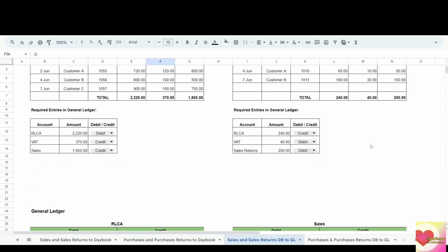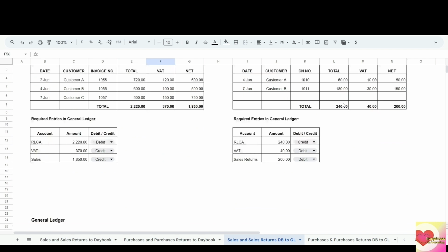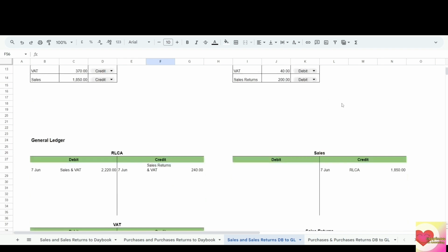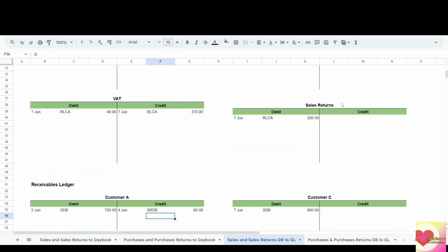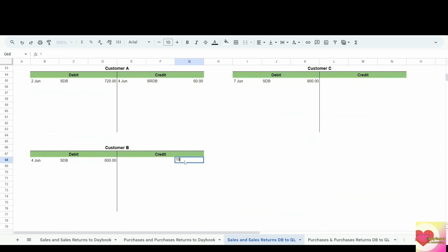Next is customer B, 7th of June, 180. Let's record it to customer B's individual account. Let's record the amount, the date, and the details is sales returns daybook.